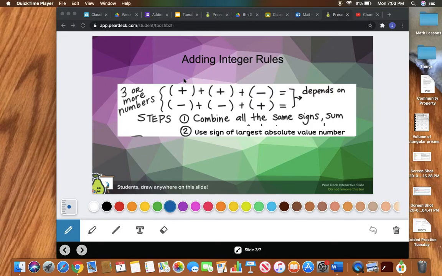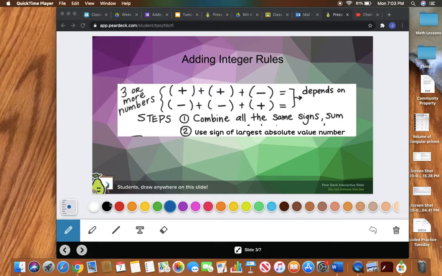Okay, so for this next slide, it says adding integer rules. So now we're adding or subtracting by 3 digits, okay? So it says 3 or more numbers, right? There can be 4 or 5 more numbers. The answer always depends on the absolute value of each of these numbers, okay?